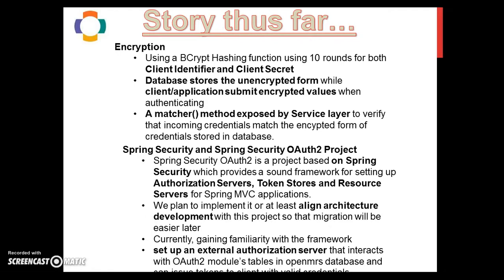Once these are generated, then before displaying them to the client developer, they need to be encrypted, and even the incoming requests to the OAuth2 module come in an encrypted form. So the encryption strategy is a bcrypt hashing function, and it's been using 10 rounds. That is, the strength is 10. This same function is used to encrypt both the client identifier and client secret.